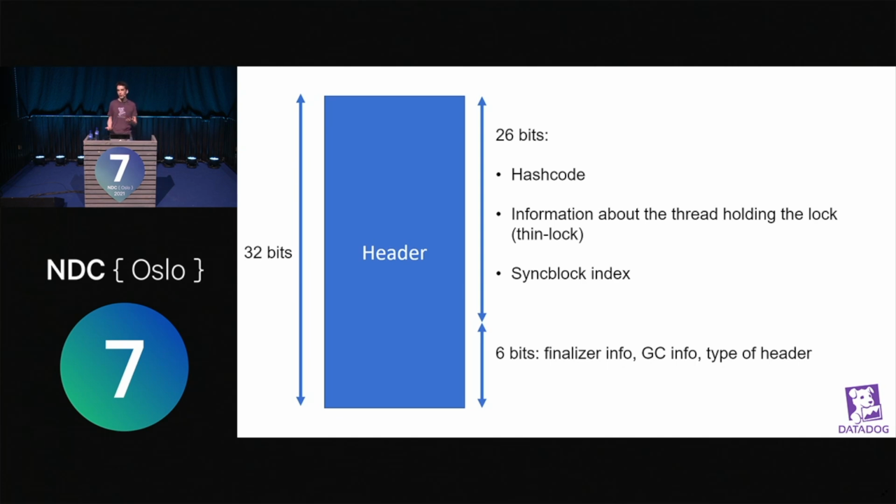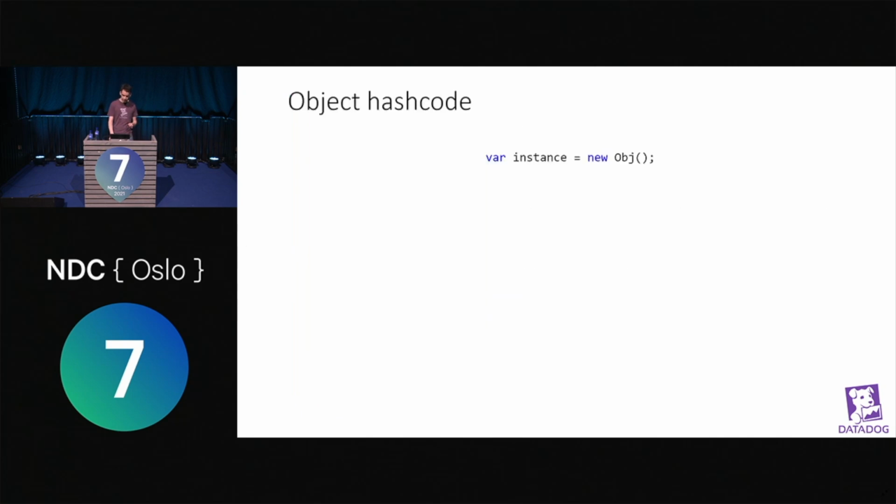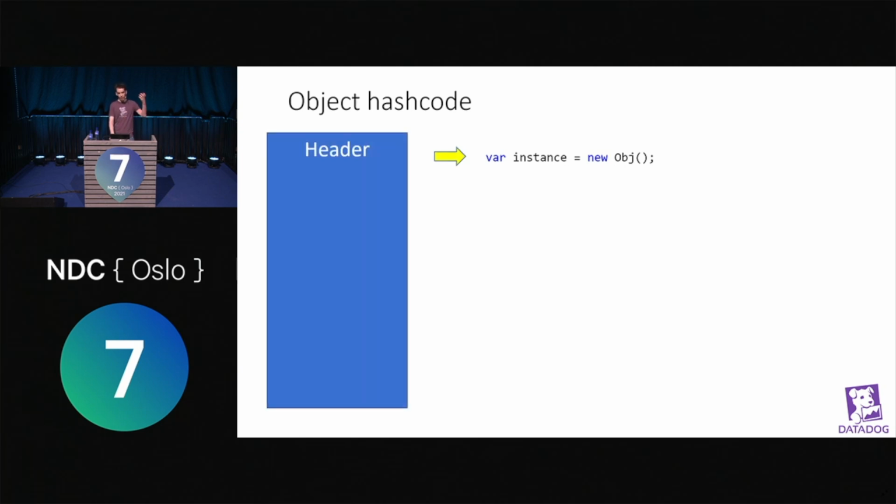So why do we store information in the header? Let's look at practical examples. So I have this code, I initialize an object, so it's going to allocate the header in memory, and then I call GetHashCode on it. So assuming you didn't override the implementation of GetHashCode, it's expected to return a value that is unique to your object, and that doesn't change over time.